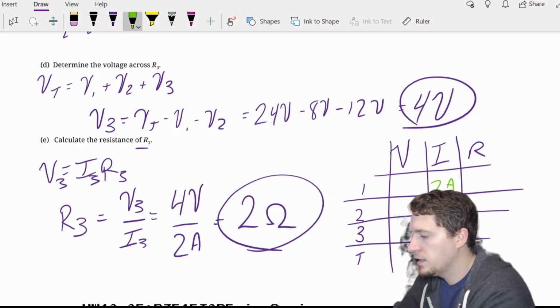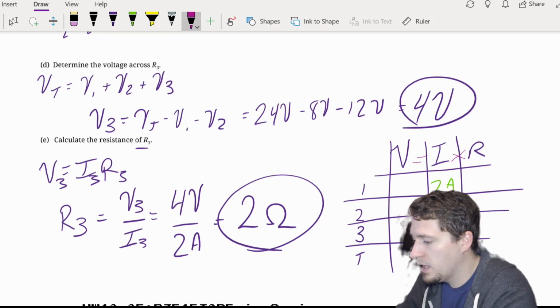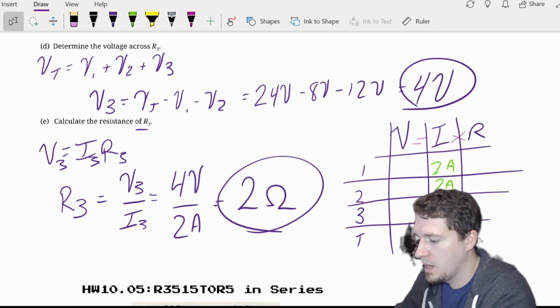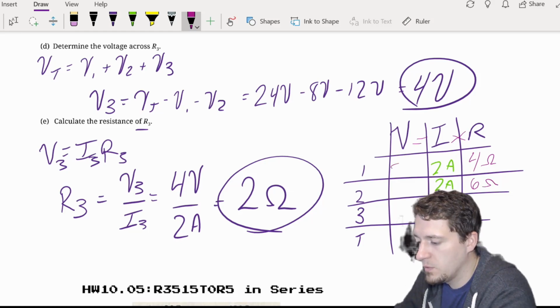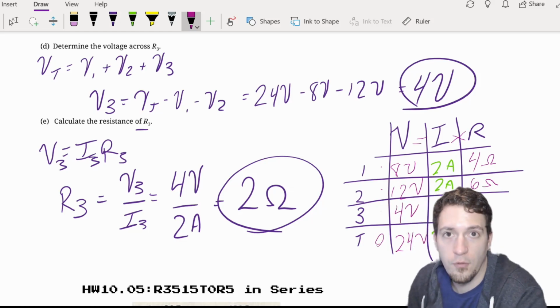The other reason I really like this chart is V equals I times R. So if we go back to the original question for a minute, we knew that this was 4 ohms, and we knew that this was 6 ohms. So if I just wanted to do some quick math, 2 times 4 is 8 volts, and 2 times 6 is 12 volts. And then we knew that this was 24 volts, right? So then if I look here, this plus this plus this has to be equal to the total. So that would be my 4 volt value there.